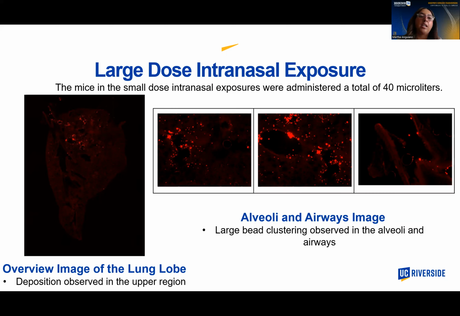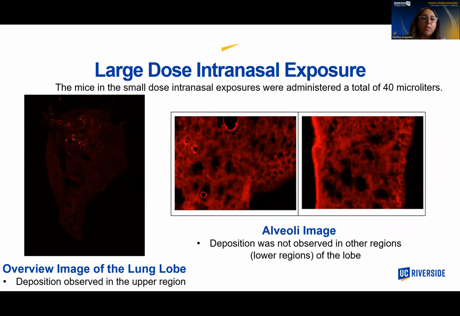For this exposure, the mice were administered a total of 40 microliters, which did change the patterns observed. For this overview image of the mouse lung, in the upper region, we do see many clusters and a lot of different beads deposited. And these images here show the alveoli and the airways at 30x magnification. Again, you can see these very big clusters being deposited into the alveoli regions. This here is an airway, and we do see a big cluster of beads. And we do have another airway here showing that the beads did deposit here as well. And this was the main pattern observed for the large dose exposure.